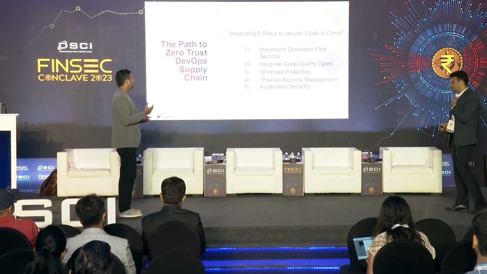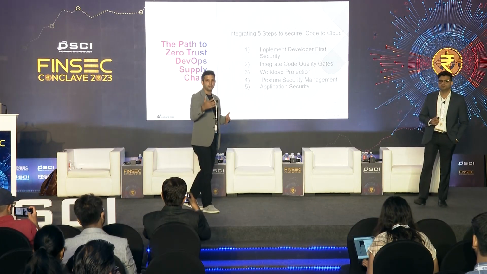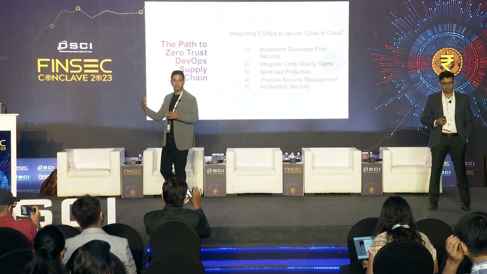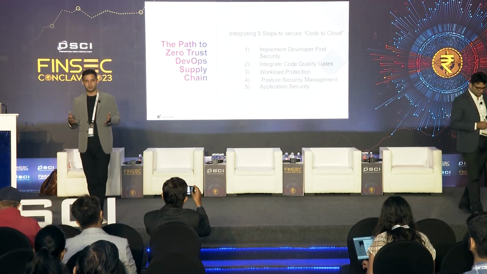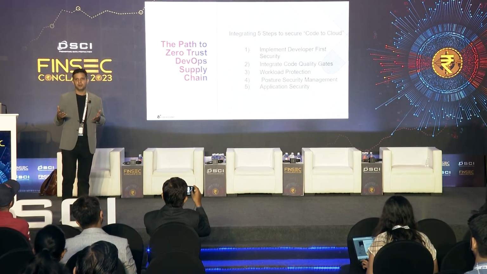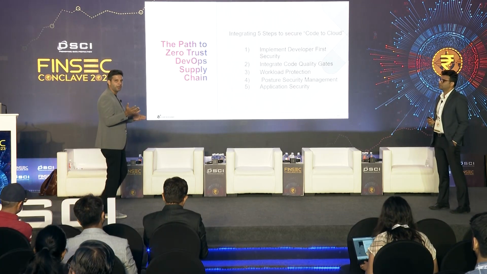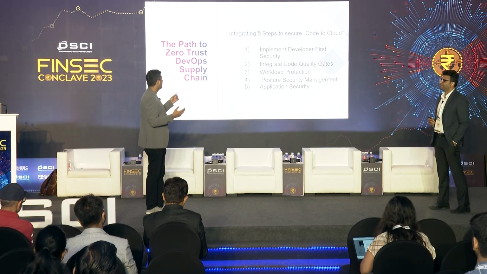Gate number 2 comes the moment they publish the code to the versioning control system, and that goes to the CI/CD pipeline. And the moment that goes to the CI/CD pipeline, there are multiple controls like SCA, software composition analysis. This is what we will discuss. Then SAST, for example.